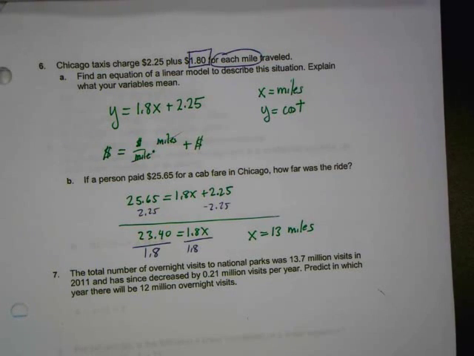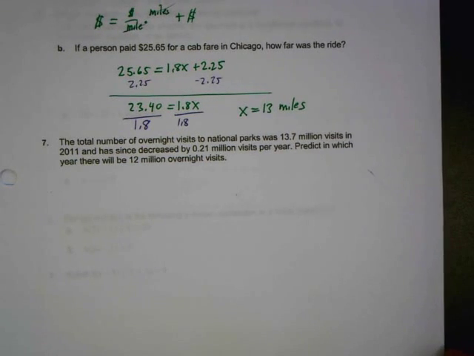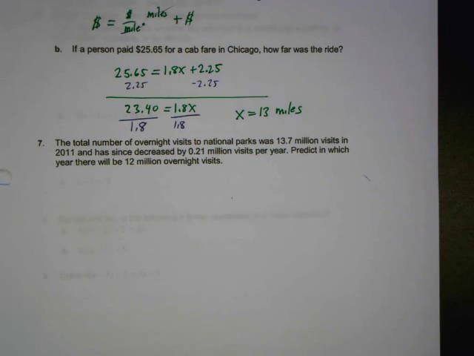Questions on that one? All right, let's give number 7 a try. The total number of overnight visits to national parks was 13.7 million visits in 2011 and has since decreased by 0.21 million visits per year. Predict in which year there will be 12 million overnight visits. Well, problem 7 isn't broken down like problem 6 is, but I think you ought to do it the same way. First, you should come up with your equation.